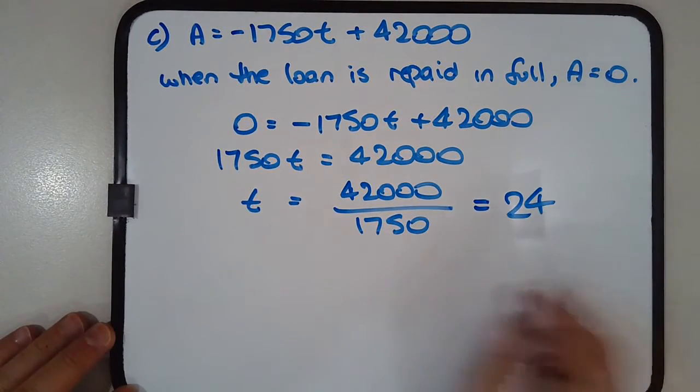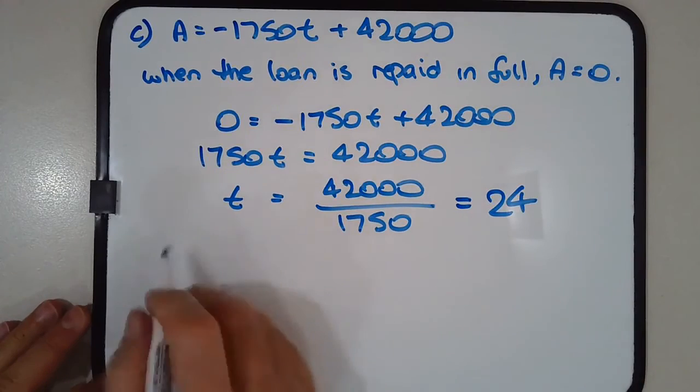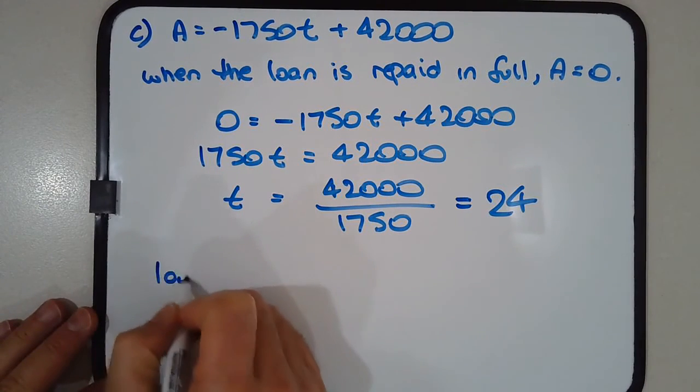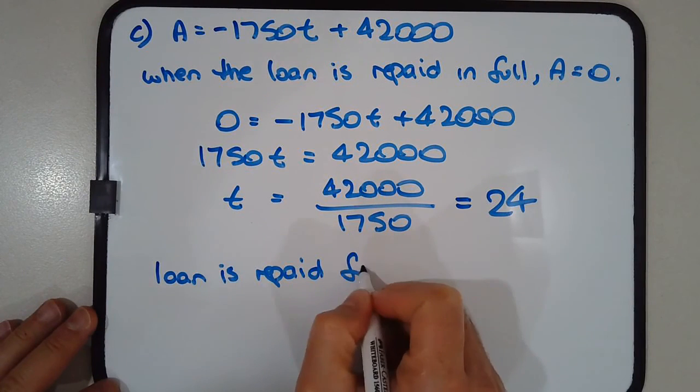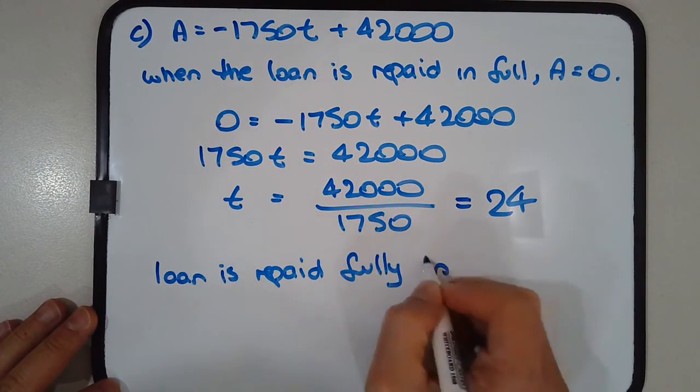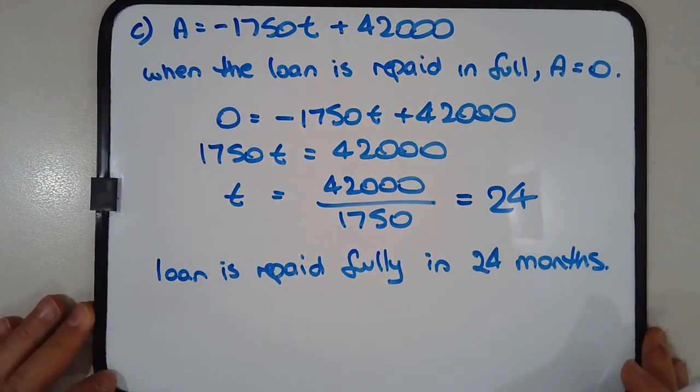So what does this mean? Time, remember, is in months. So the loan is repaid in 24 months. And that's it.